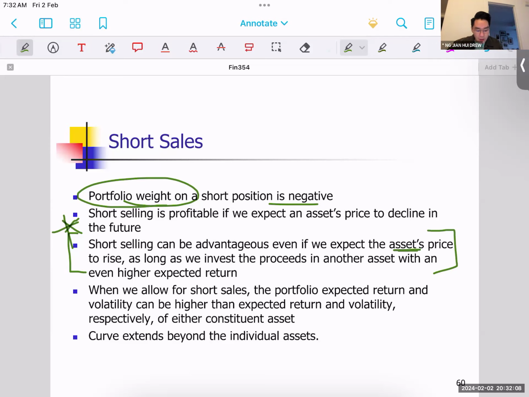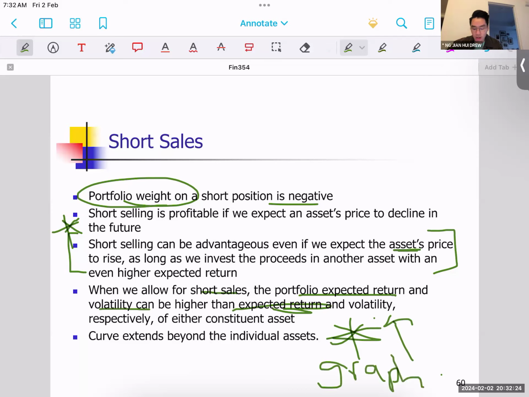So when we allow for short sales, portfolio return and volatility can be higher than the expected volatility of the constituents. So this is an important concept because we want to plot this on the graph. Remember, we are still talking about portfolio theory. So we'll go back to the graph and see how we position our short sell on the graph as well. And in summary, it says that the curve basically extends beyond the individual asset. So we'll see this in the graph in a bit.